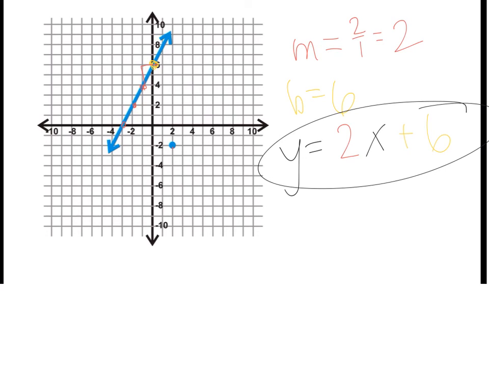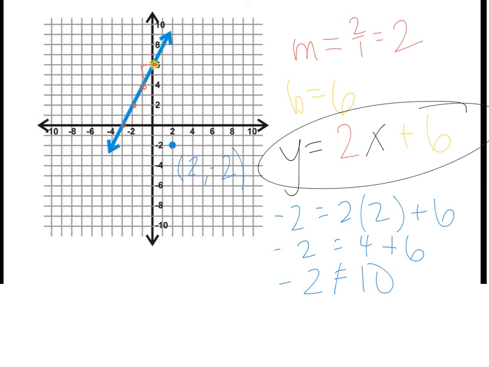Where this point comes in is if we plug the point, 2, negative 2, in, would it be true? So negative 2 in for y and positive 2 in for x. So is negative 2 equal to 4 plus 6? Negative 2 is not equal to 10, so this point should not be falling on that line.